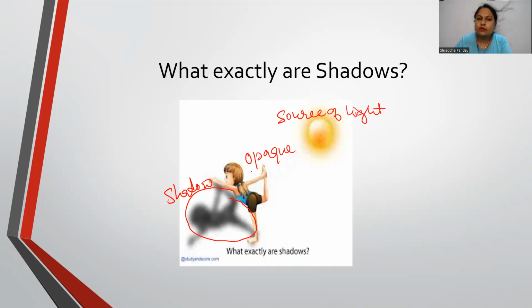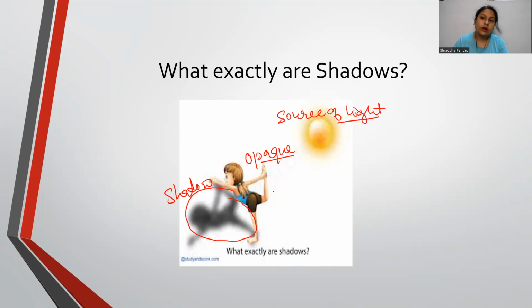Why is this shadow formed? Because the object obstructs the light. The light cannot pass through it. So in that particular place, a dark colored patch is formed on the surface. So we have learned that there should be a source of light and an opaque object.